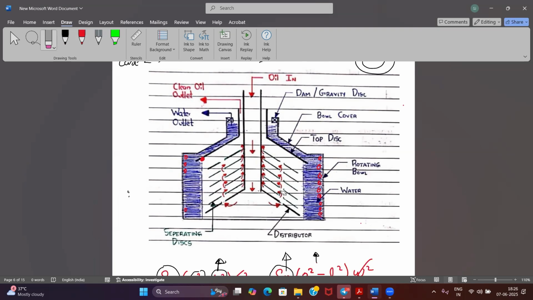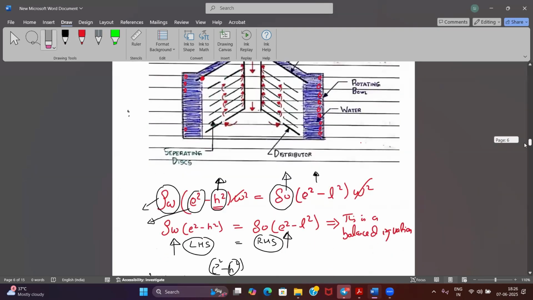So is this much clear, guys? Everyone, is this much clear? Yes, sir.